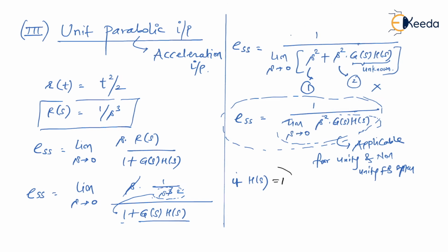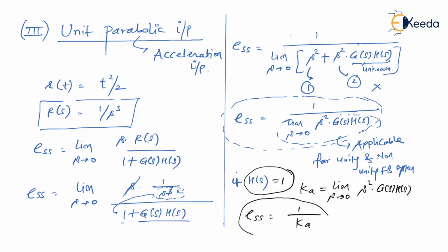So only if h of s value equal to 1, only then acceleration error coefficient Ka is defined as limit s tends to 0, s square times g of s into h of s. So now I can write my ESS value finally as 1 upon Ka, but again let me be very precise, only for h of s value equal to 1, otherwise Ka term cannot be defined. Okay, but then a student asked me a question, sir, what if h of s is not equal to 1 and still I want to calculate Ka?